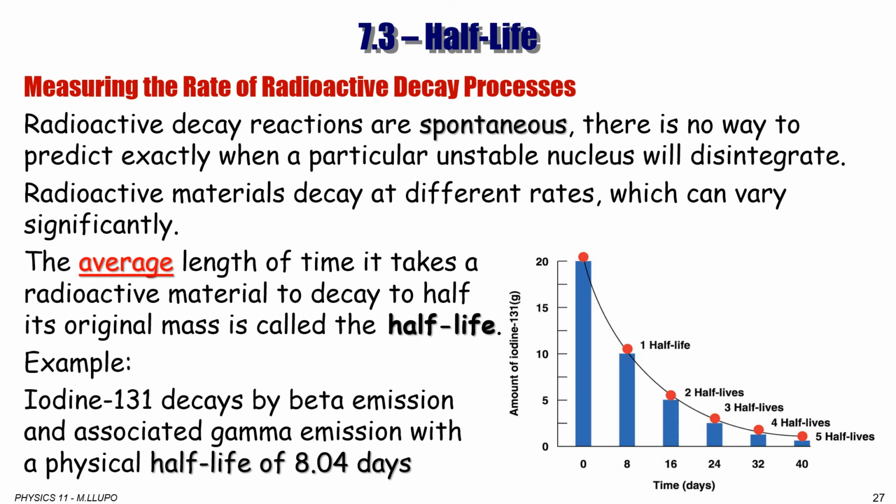8.04 days. So the original amount, for example in this case 20 grams, will take 8.04 days to go to half of its original mass, which is 10. After 8 days, it's going to be 10 grams. And then after another 8 days, at 16.08, it's going to be half of the 10, which is 5. And then another 8.04 days is going to be half of the 5, that means 2.5. And this will continue.